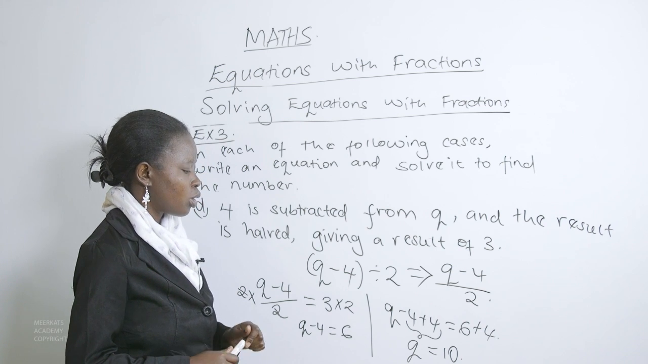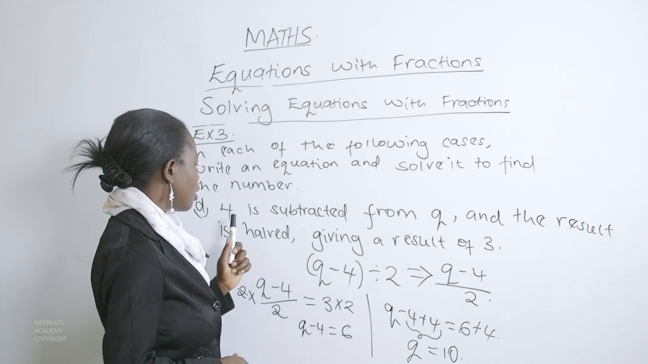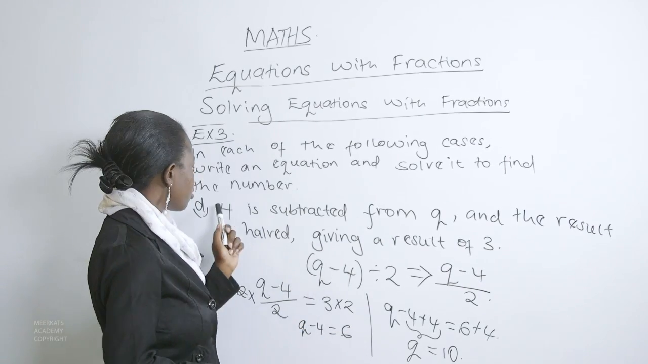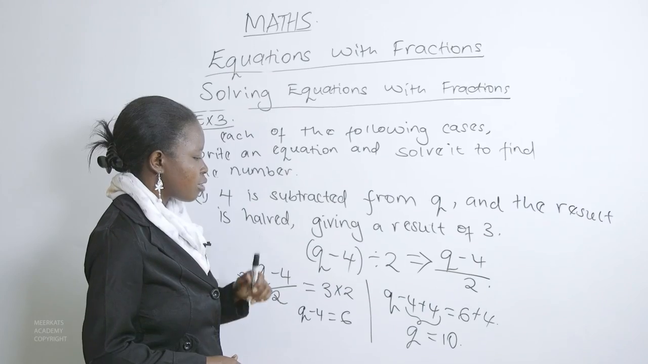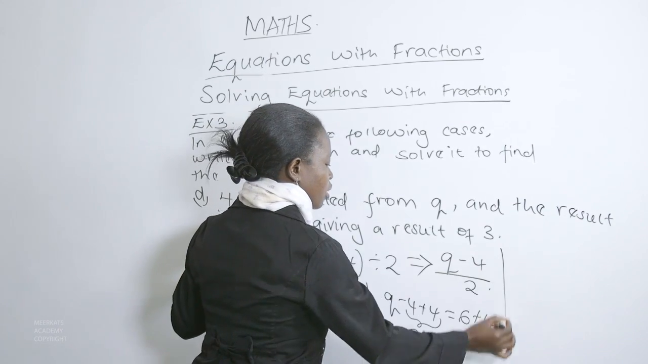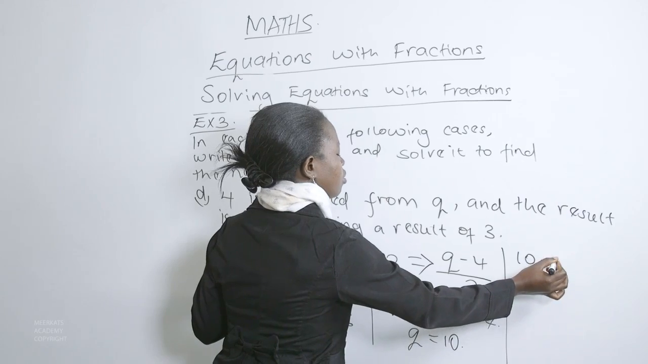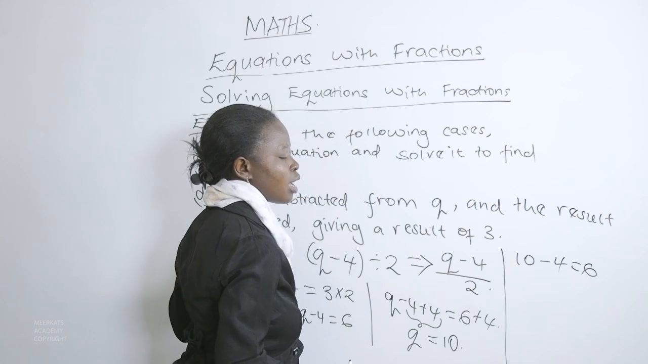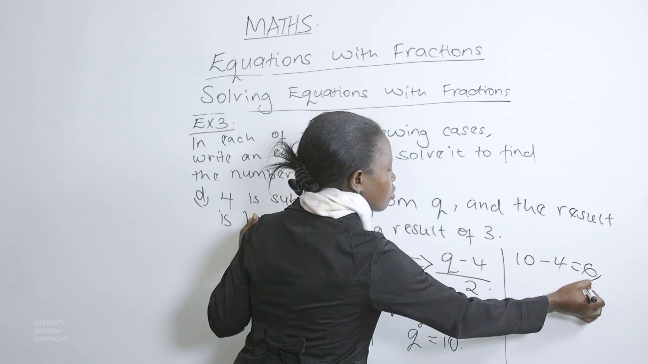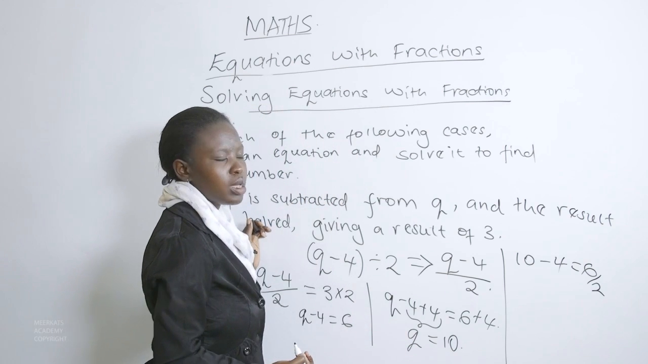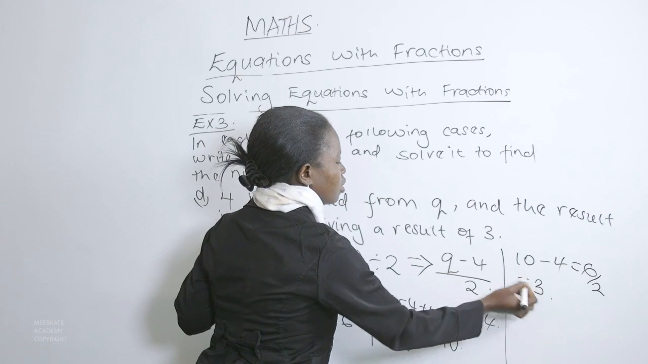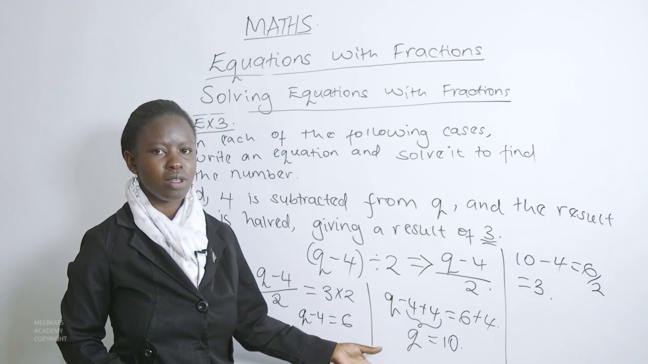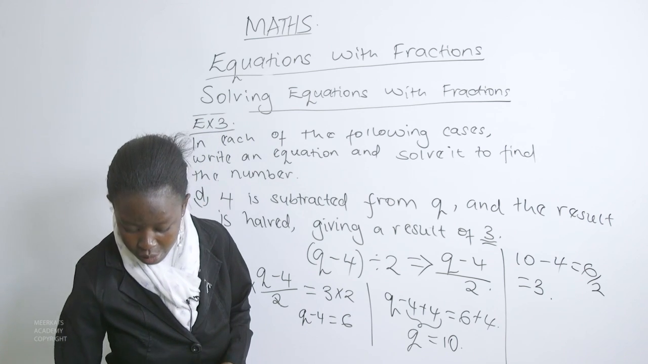So the number that we are looking for, where if I subtract 4 from the number, that is 10. If I have 10 minus 4, we are just trying to prove our equation, so that 10 subtract 4 is 6. Then we have our result. The result is 6. 6 halved, it means 6 divided by 2. So 6 divided by 2 is 3, which is the result that we've been given in that situation. So it means that the number that we are looking for is 10.